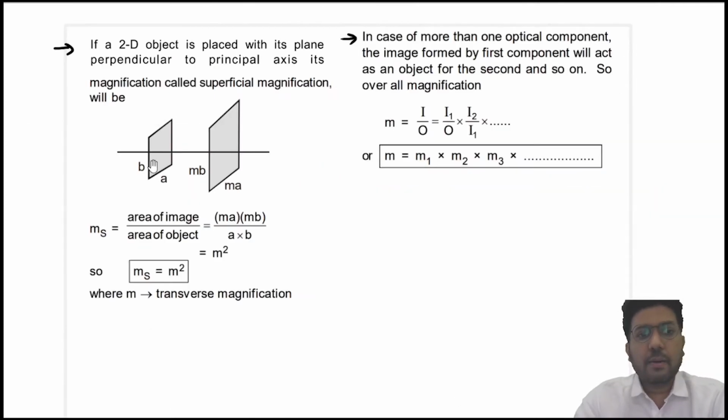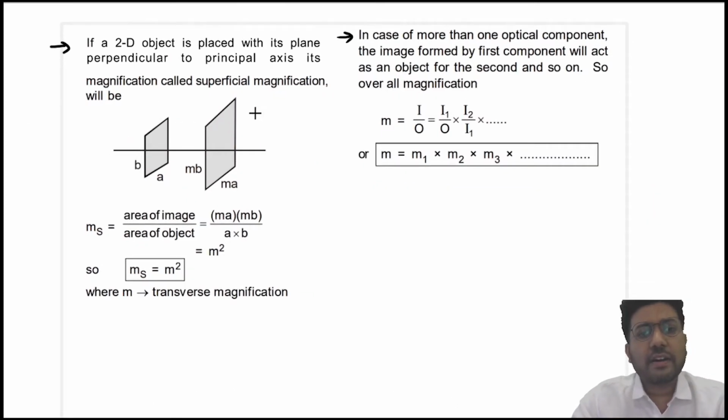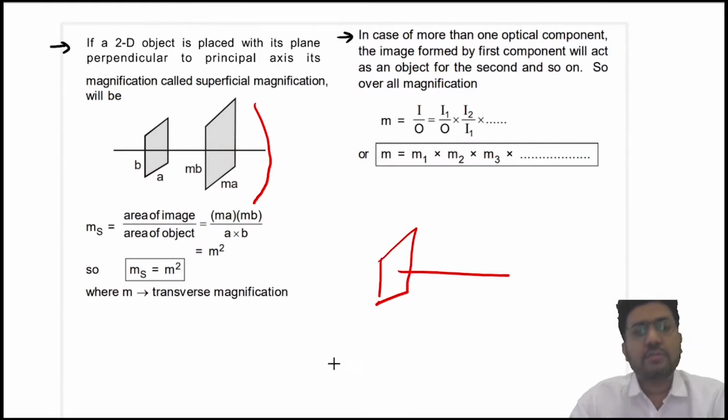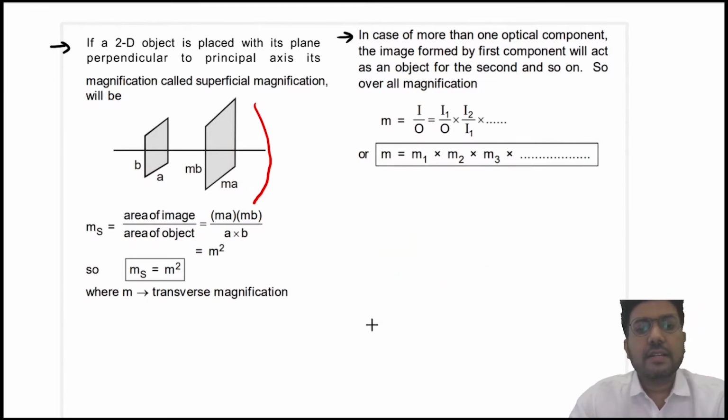Okay, now suppose you have a two-dimensional object which is perpendicular to the axis. So this is the axis and the object is perpendicular to the axis, right? In that case, what is the change in area, or what is the magnification or the aerial magnification we need to find. Aerial magnification is also called superficial magnification.